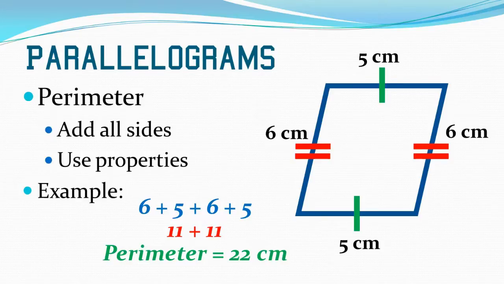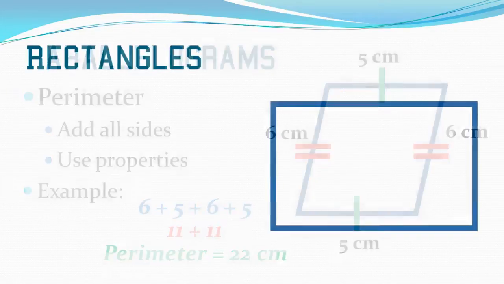It's very important. So with area, we only need two of the measurements, two very specific measurements. With a parallelogram, in order to find the perimeter, we need to find all four using those properties.